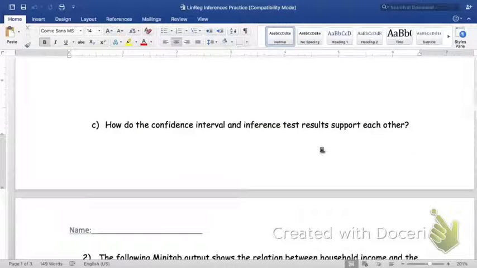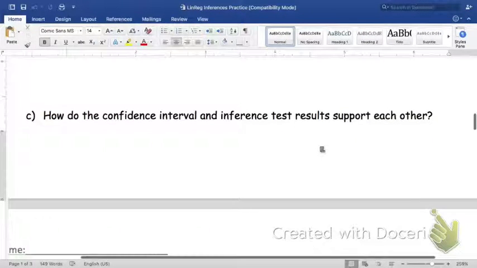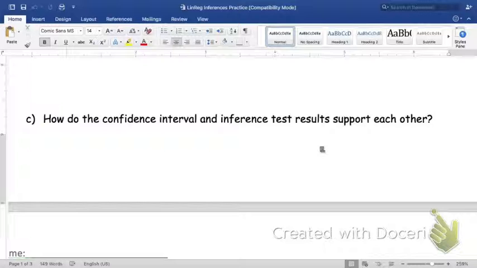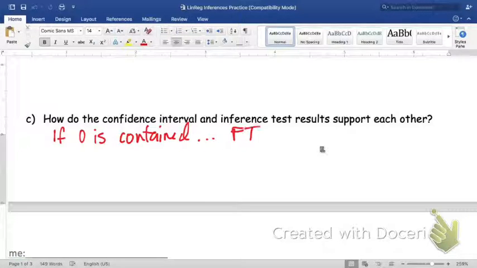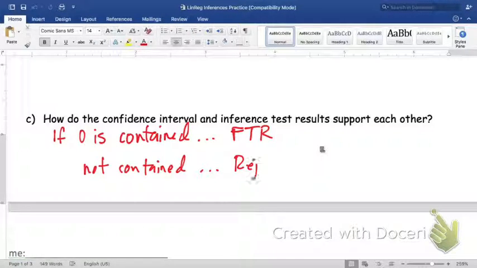On part C, so how do the confidence interval and inference test support each other? What magic number am I looking for inside the confidence interval? 0. So if 0 is contained, then what does that mean? I failed to reject. And if it's not contained, I reject. So we're looking for the magic number 0.